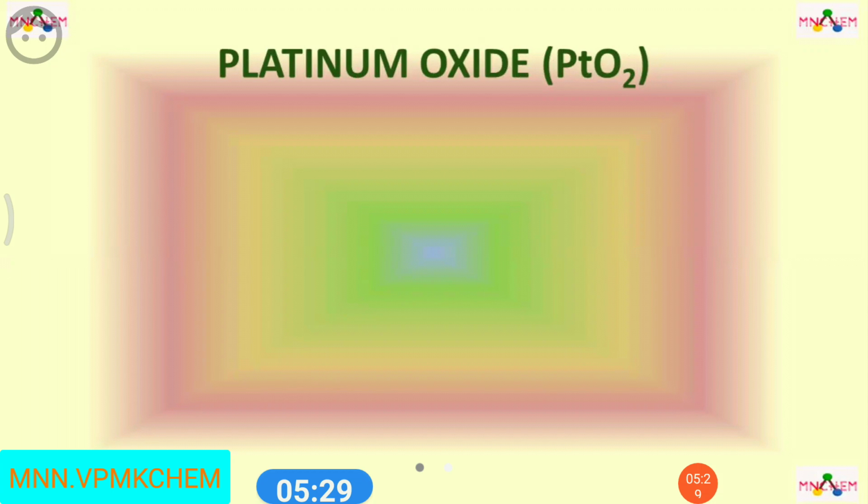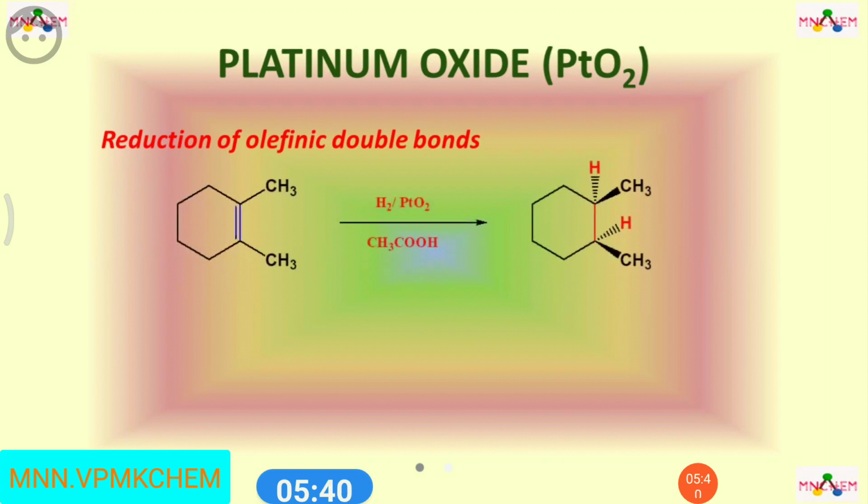Let's see some examples. First, reduction of olefinic double bonds, a simple olefin without conjugation. So we have this substituted cyclohexene, which undergoes reduction in the presence of platinum oxide and gives 1,2-dimethylcyclohexane. Here, the stereochemistry is shown to represent the syn addition of hydrogen. Both the hydrogens are added from the same side of the double bond.